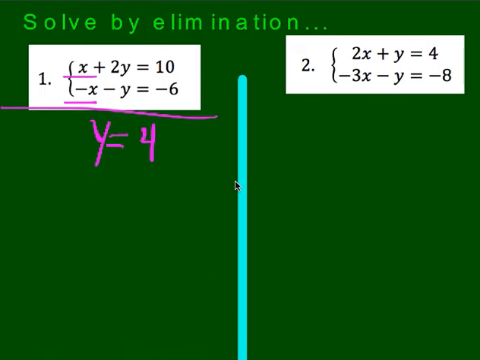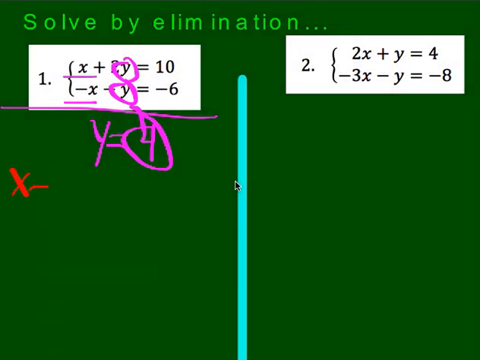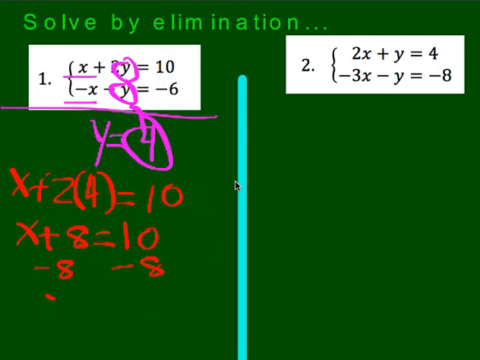So I need to substitute that 4 back in, and I can do it into either equation. It doesn't matter which equation I do that for. So I'm just going to do it for the top one. Okay, so then I have x plus 2, now instead of writing the y, I'm going to put 4 in instead. So I'm going to have 2 times that 4, and that's equal to 10. So then I have x plus 8 is equal to 10. Subtract 8 from both sides, and I get 10 minus 8, which is 2.